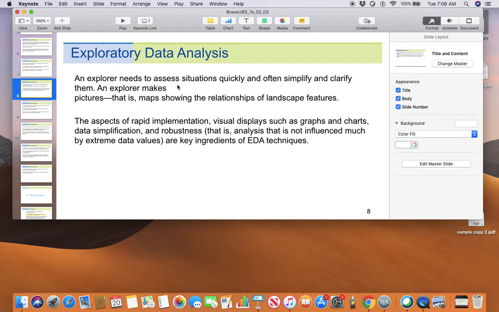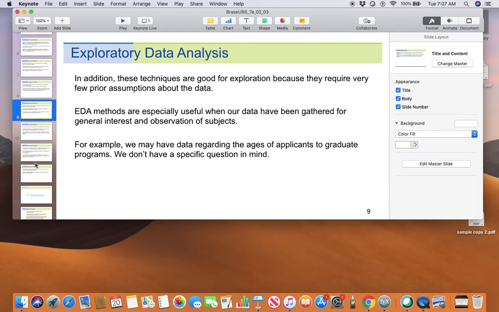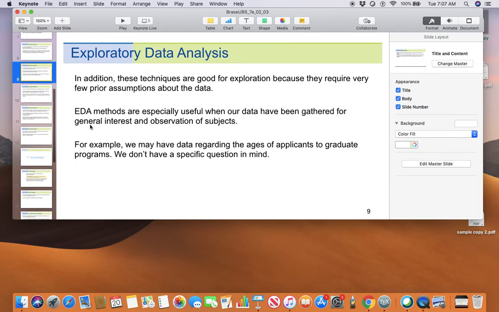An explorer needs to assess situations quickly and often simply, and clarify them. An explorer makes pictures, that is, maps showing the relationships of landscape features. The aspects of rapid implementation, visual displays such as graphs and charts, data simplification and robustness, that is, analysis that is not influenced much by extreme data values, are key ingredients of EDA techniques. In addition, these techniques are good for exploration because they require very few prior assumptions about the data.